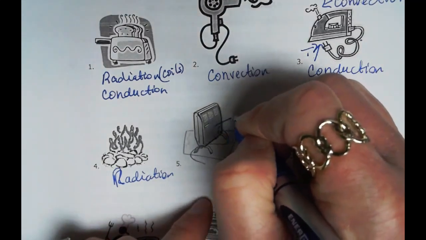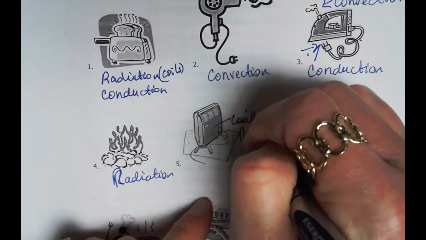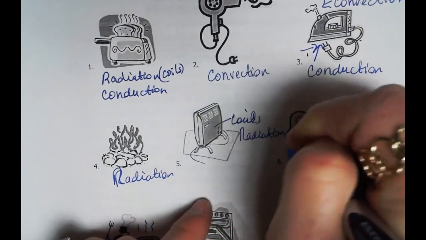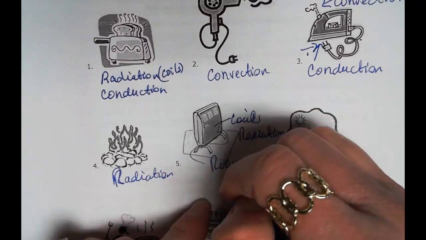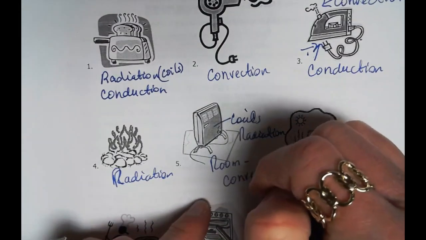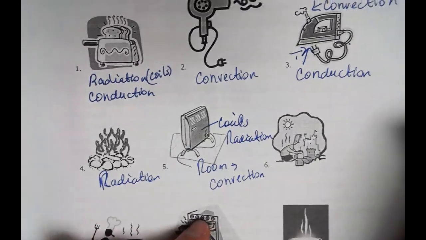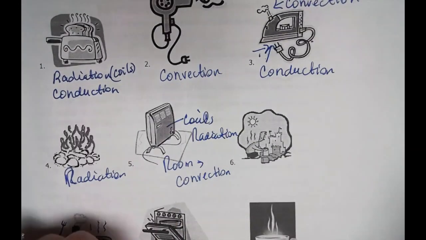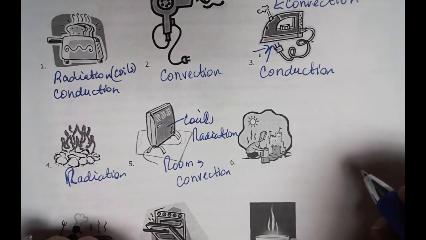So what do you think? Radiation. The coils are radiation. And then how does it heat my room? Convection. Not conviction, convection, honey. Convection. Yes. Does that make sense? Good. Now this one should be an easy one.